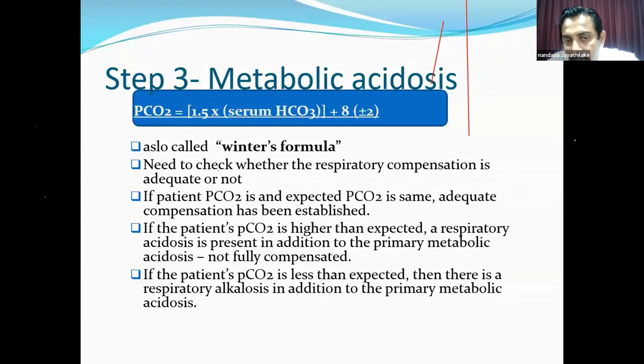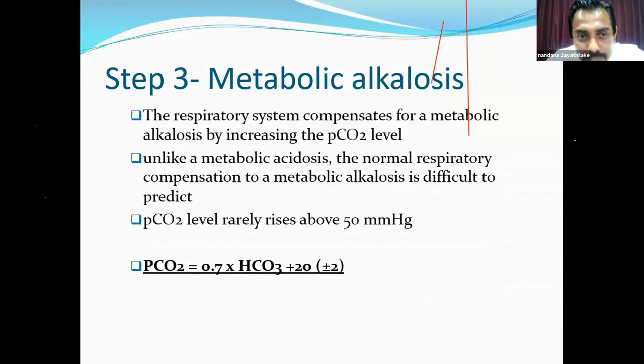This equation is very important. Keep it in mind. This is the second equation. Write it on a piece of paper, because we have to do a lot of calculation today. So far, so good. Then what about metabolic alkalosis? I told you, with the first equation, the respiratory system compensates for a metabolic alkalosis by increasing the carbon dioxide level.